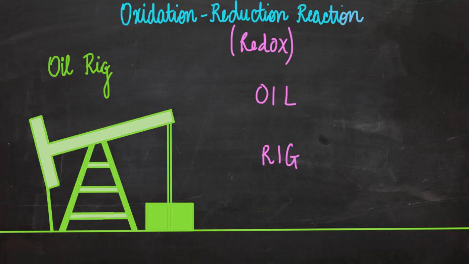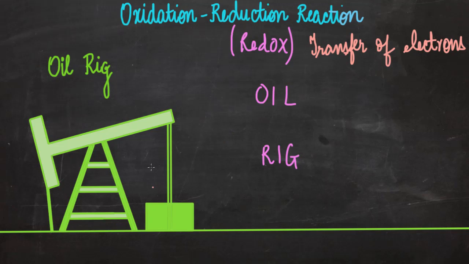Most of the reactions around us in our day to day life are oxidation reduction reactions, also known as redox reactions in short. So, what exactly happens in these reactions? In these reactions, there is transfer of electrons between various atoms.